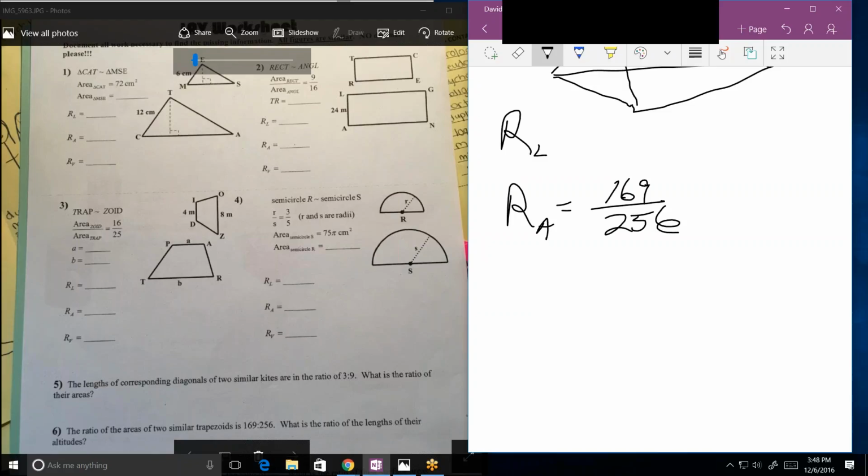It doesn't matter if they're asking about the height of the altitudes or the lengths of the bases. Whenever they're asking about something that's going to be measured in centimeters, not square centimeters, then they're talking about a linear ratio. What is the linear ratio here? It would be 13 to 16.